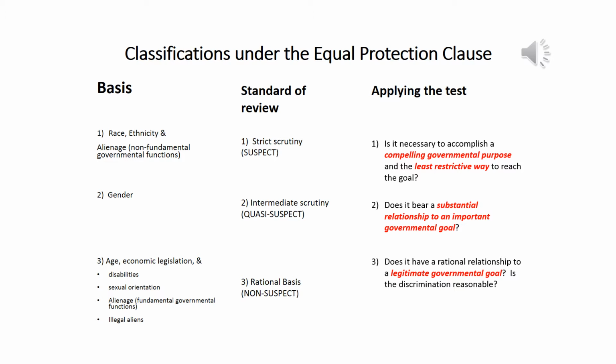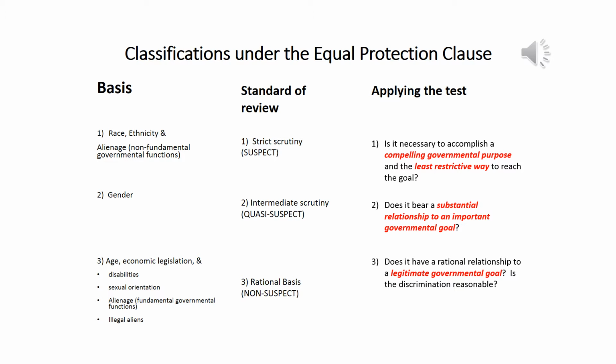Now, just so you understand, the strict scrutiny test and the intermediate scrutiny test, both these tests place the burden of proof on the government. Therefore, the government has to prove in strict scrutiny that it has a compelling governmental purpose to discriminate. Or if it's intermediate scrutiny, the government has to prove that this discrimination bears a substantial relationship to an important governmental goal. So these burdens make these two tests place the burden on the government to prove that they need to discriminate.